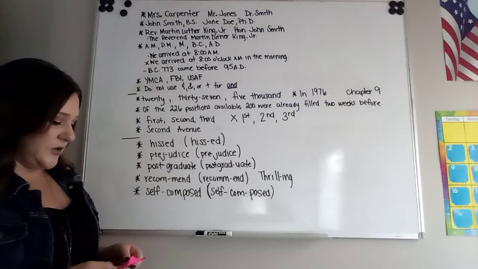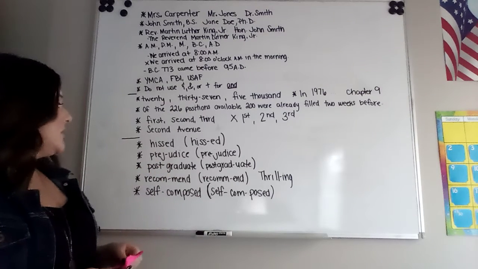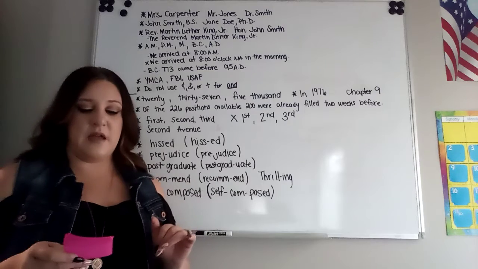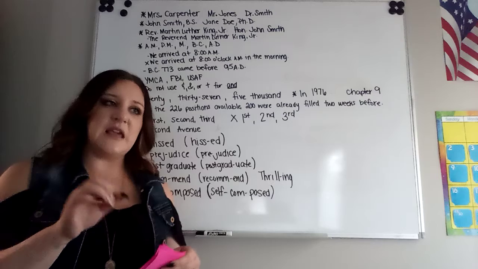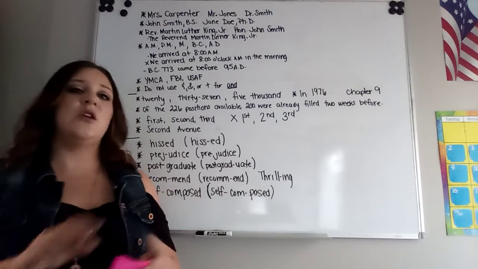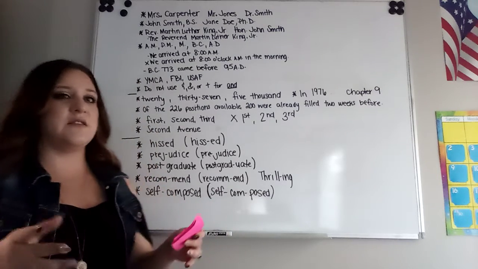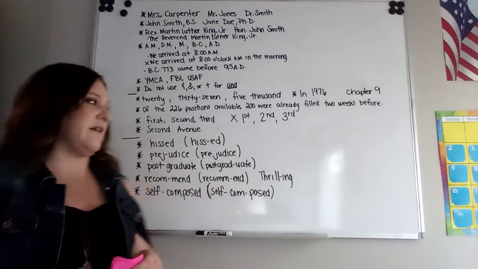Next, we also don't want to divide after a single letter. So you wouldn't just write enough with an E and then a hyphen, nough. You want to keep those words together. We want to have several different letters before we have to hyphenate.